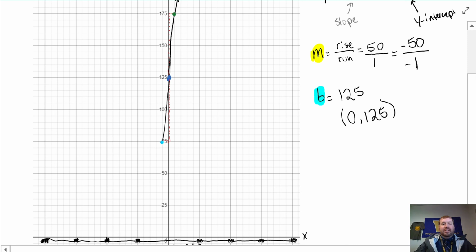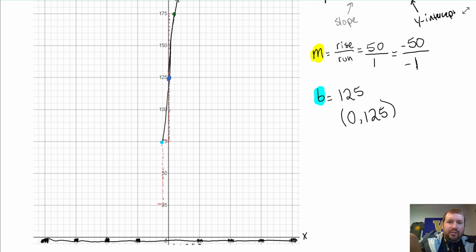We can continue further if we want to, starting from the light blue point, and we can continue to use our slope. We can go down 50 again, and then we can go negative 1, which will bring us to a new point. We'll do that in a different color as well, our orange point. And then we can connect these together.